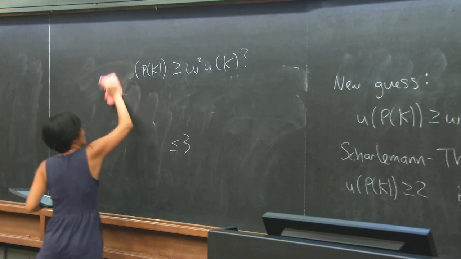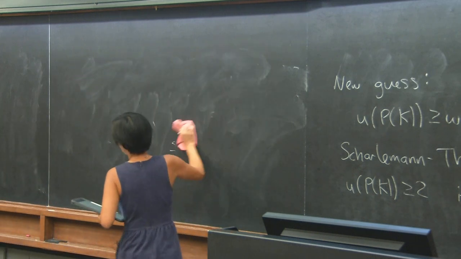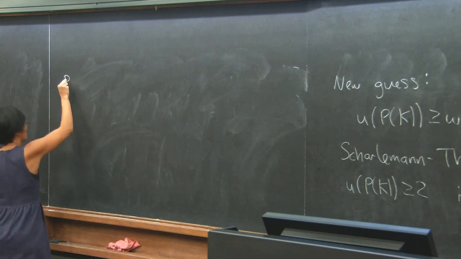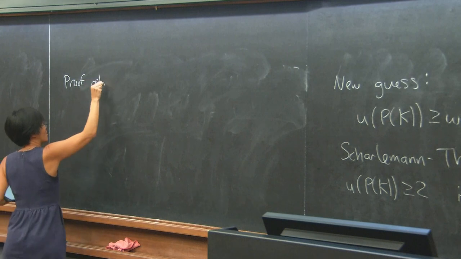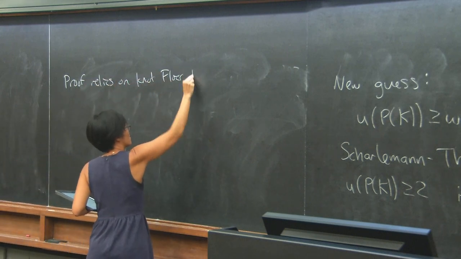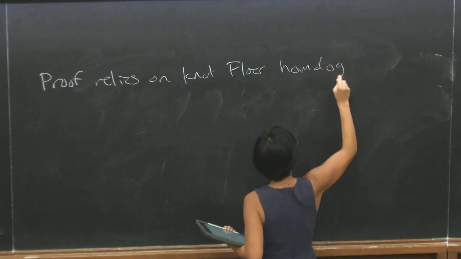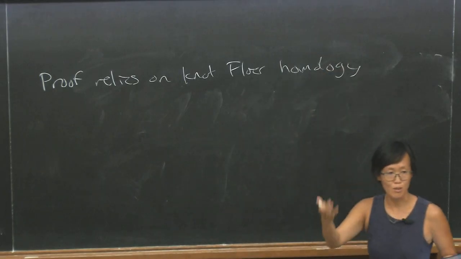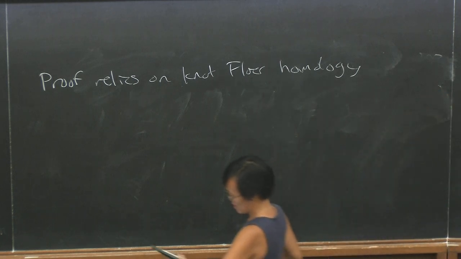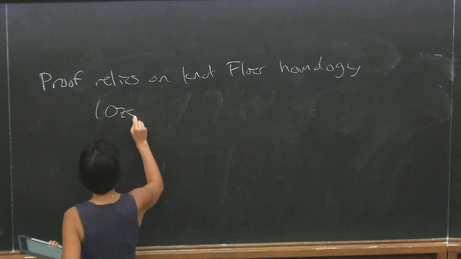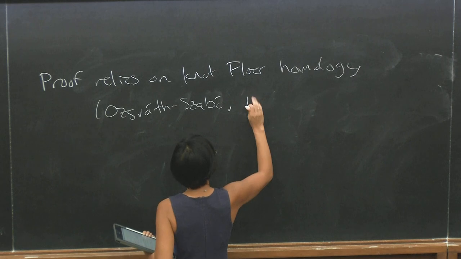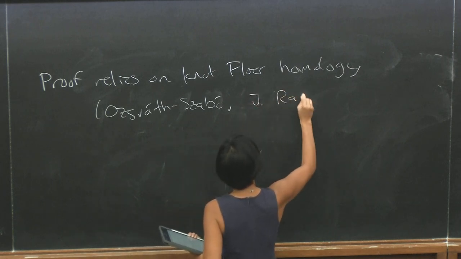All right, and so, like most of my theorems, the proof relies on knot Floer homology, which the graduate students who are still here from last week learned about. And that's due to Ozsváth and Szabó, and independently Jacob Rasmussen.